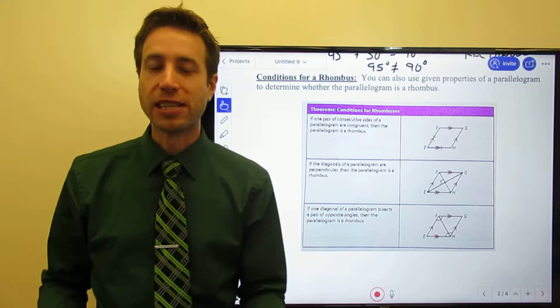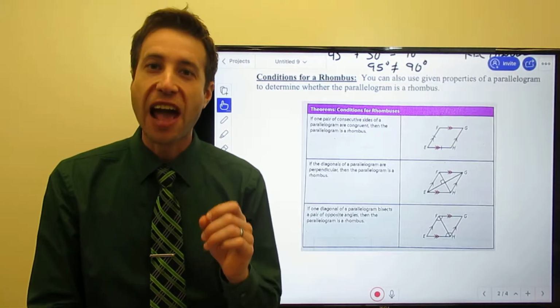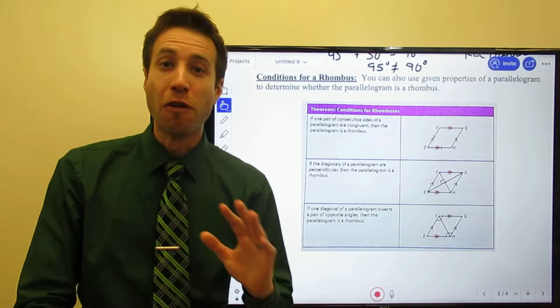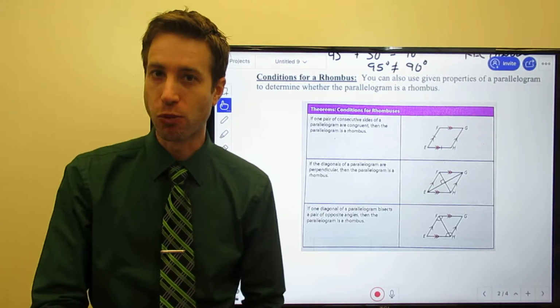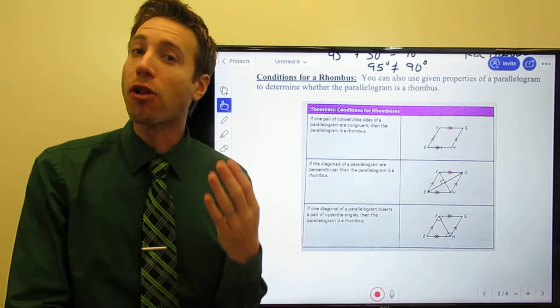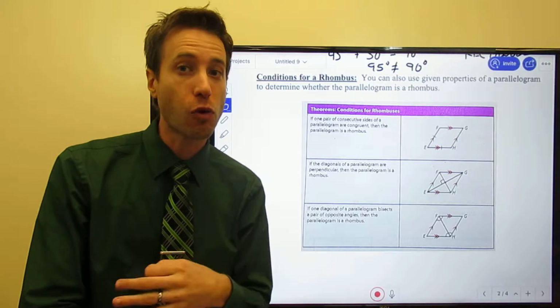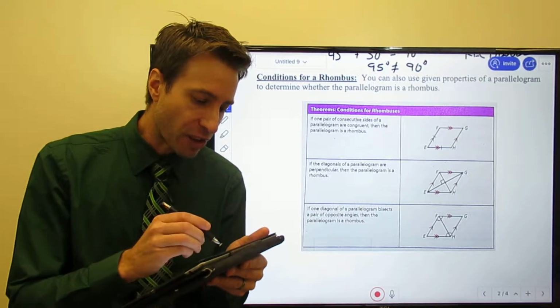Okay, welcome to this page of the notes, and now let's take a look at rhombuses and the conditional statements for showing that a figure is in fact a rhombus. So let's take a look at these. There are 3 of them, all of them based on the properties of rhombuses we've already looked at. So one at a time here, let's run through these.